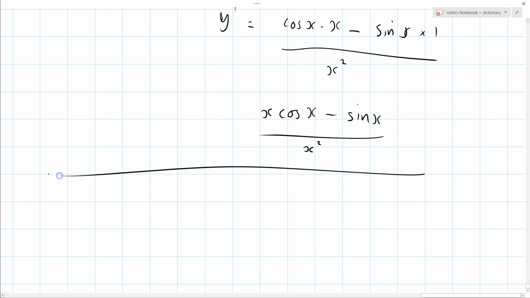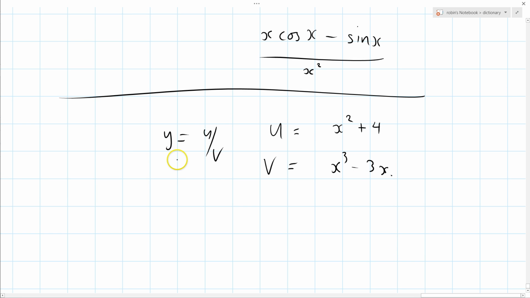I'm going to give you one more example just because I can. Y equals u over v. In this case, u equals, let's say, x squared plus 4, and v equals, let's say, x cubed minus 3x. So we want to differentiate u over v, which is x squared plus 4 over x cubed minus 3x.